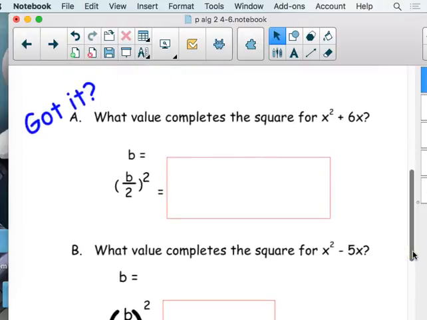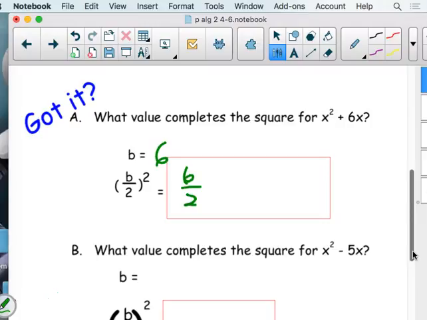This one, x squared plus 6x. What's b? 6. b over 2 squared is 6 over 2 squared. What's 6 over 2? 3. What's 3 squared? 9. That's the number that we're doing right back there.